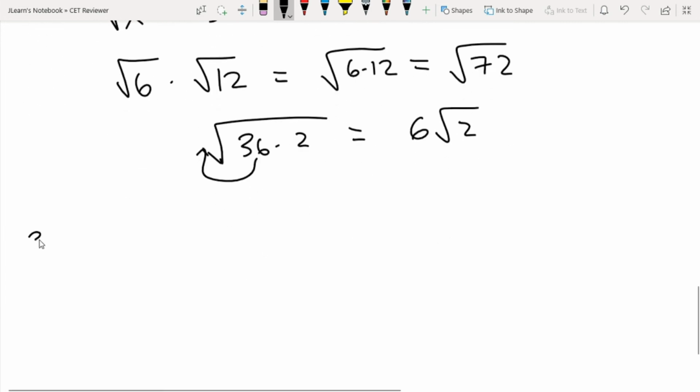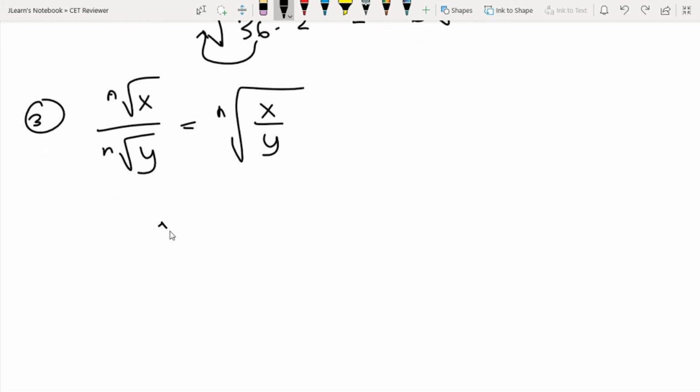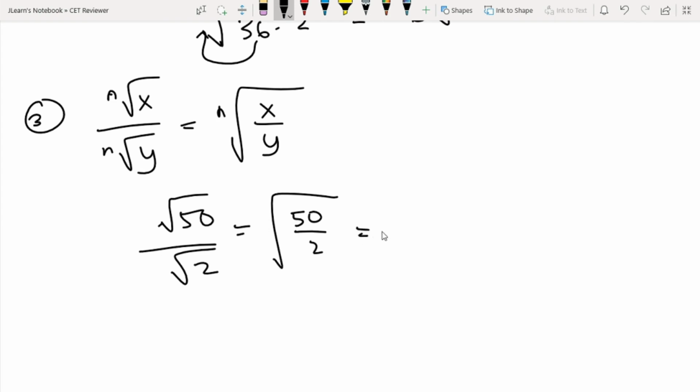Third law natin is, if you have nth root of x all over nth root of y, then you can simplify this into one big nth root of x over y. Okay? So, for example, if you have, let's say, the square root of 50 all over the square root of 2. Okay? So, by themselves, hindi mo sila kaya na i-simplify. No? Pero you can combine them into one big fraction, magiging square root siya ng 50 all over 2, which will be the square root of 25, which will be just 5.